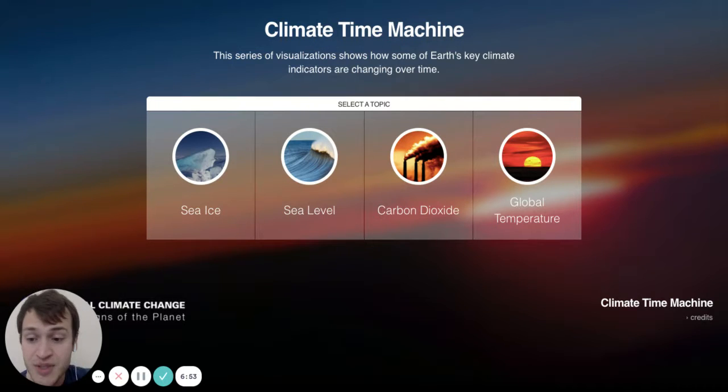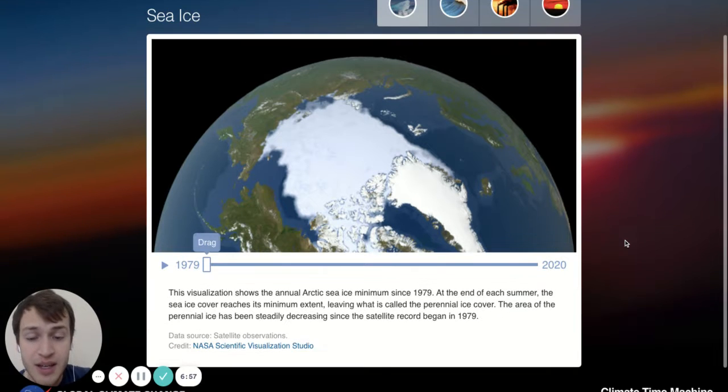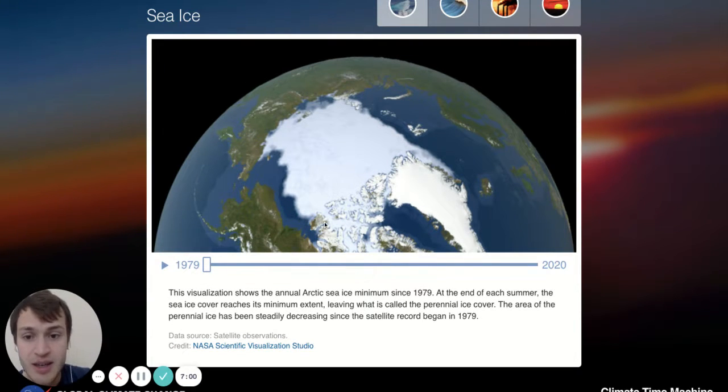All right, so the first model we're going to look at is sea ice. We're going to click on sea ice, and what we see is the Earth. This is the North Pole. All this white stuff here is actually ice. Right now, actually in 1979, you can see that the ice extends from Greenland all the way to Russia and almost to Alaska. When I press the play button, we're going to see how the amount of ice changes between the years 1979 and 2020.